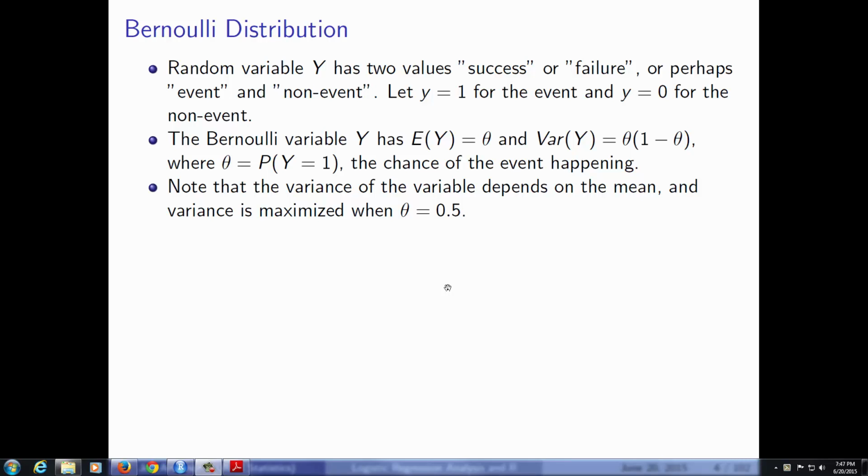Hi, in this video we're going to start talking about logistic regression. It's a very common and a very useful set of analysis tools. Many real problems have data that follow this kind of a form, so it's a very important thing to learn.